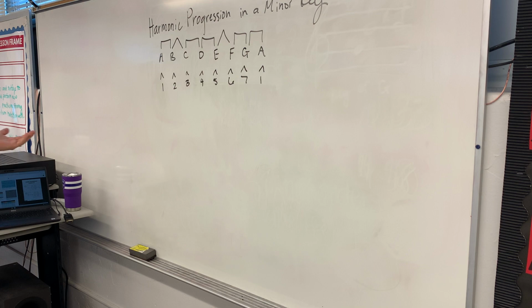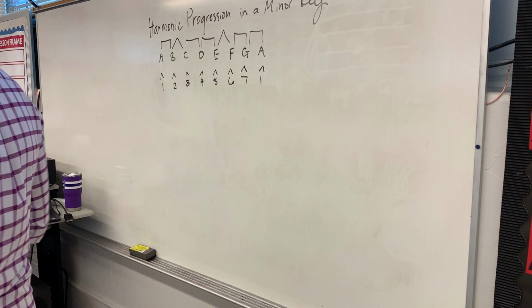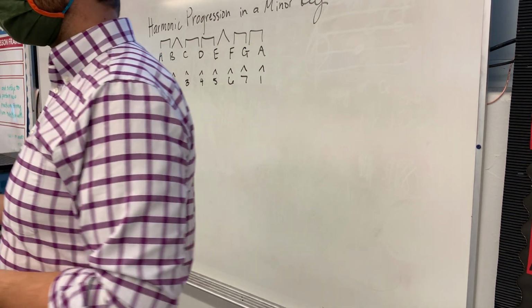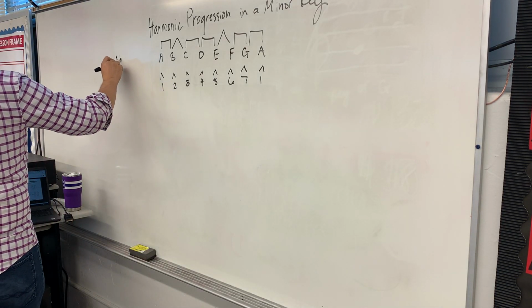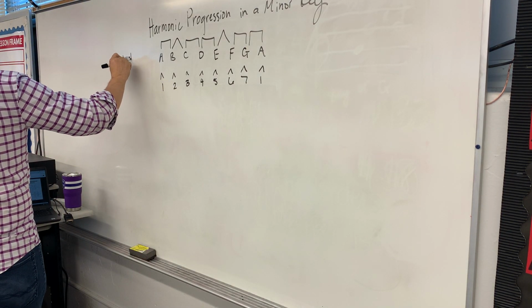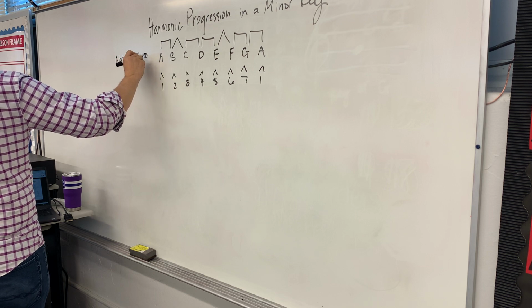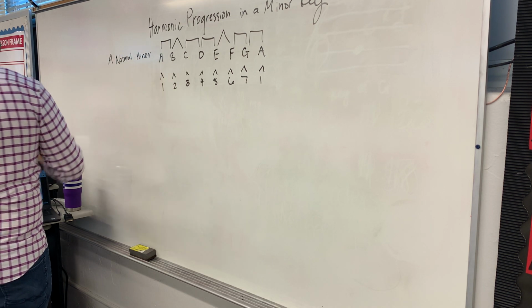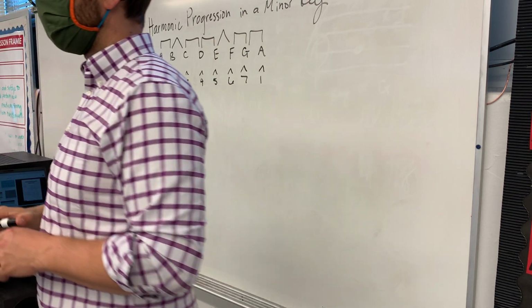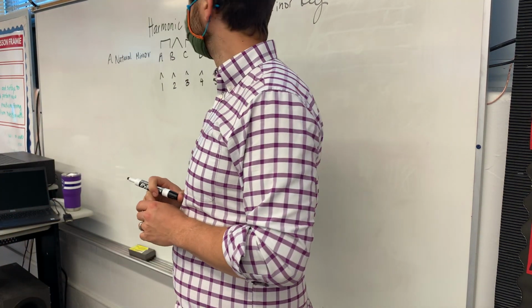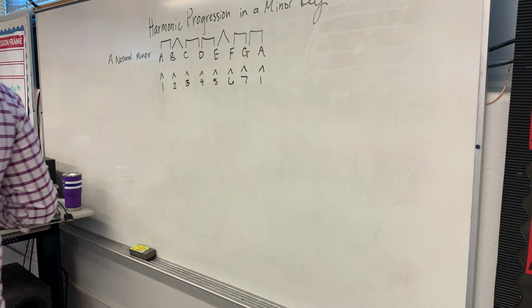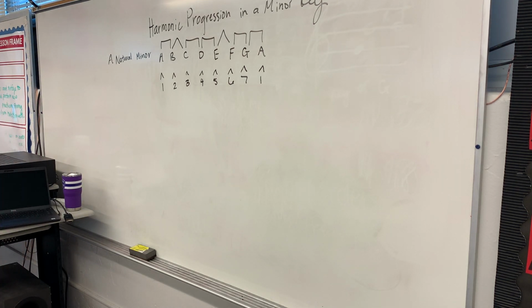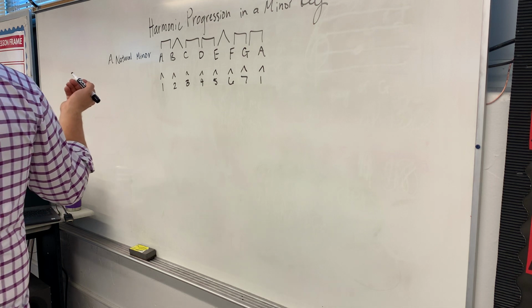Okay, so now that you understand the way that the minor scale is constructed, at least the natural minor scale, this is the A natural minor scale, just as our first example. That's going to help you understand how progressions need to work as well.